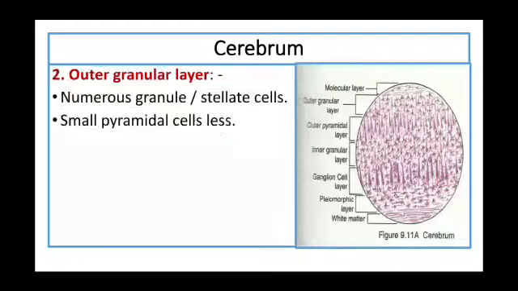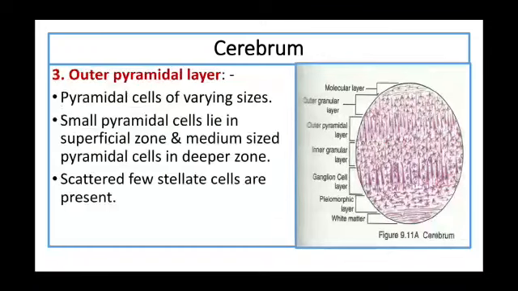The second layer is the outer granular layer, which contains numerous granule or stellate cells and small pyramidal cells, which are less in number. The third layer is the outer pyramidal layer, where pyramidal cells are of varying sizes. Small pyramidal cells lie in the superficial zone, while the medium-sized pyramidal cells lie in the deeper zone. Apart from this, there are satellite cells which are scattered.